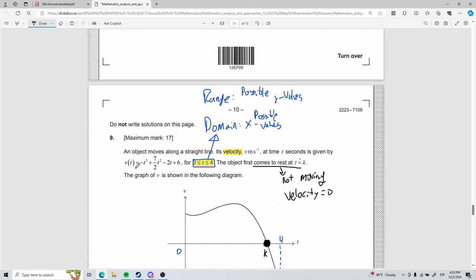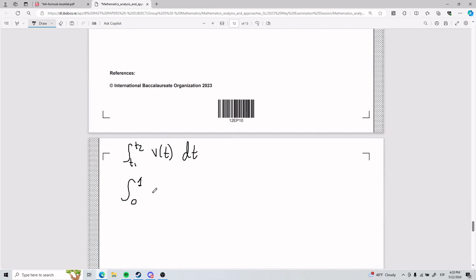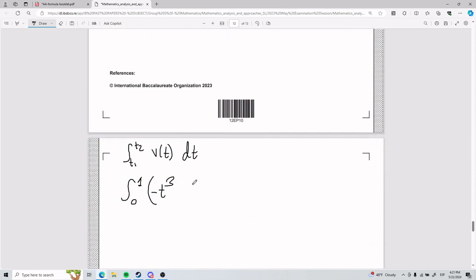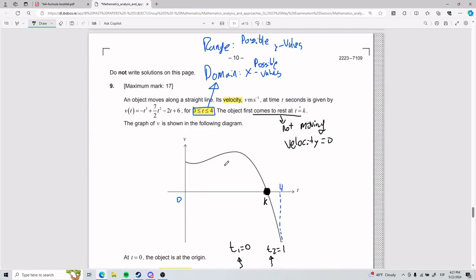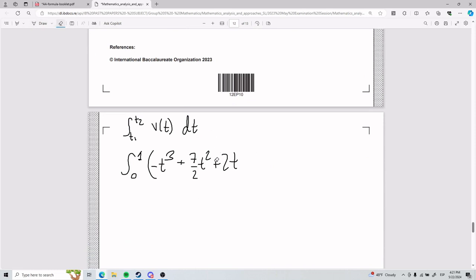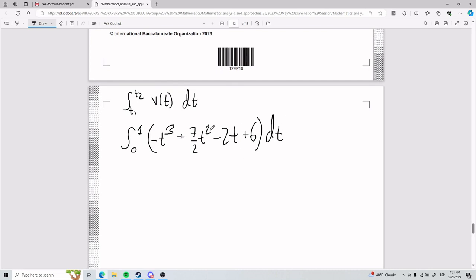Now, v(t) we know is negative t cubed plus 7 over 2 t squared, minus 2t, sorry, plus 6. Minus 2t plus 6, and all of this is the integral with respect to dt. And so now I have it more set up, now it makes a little bit more sense.